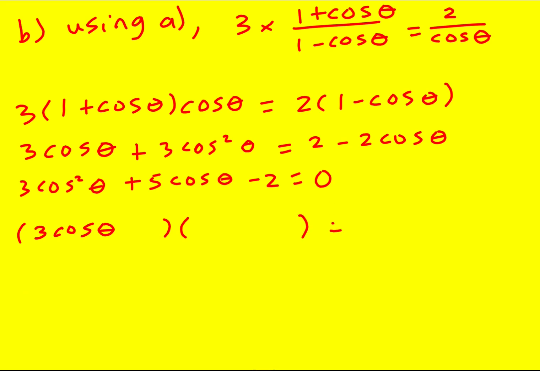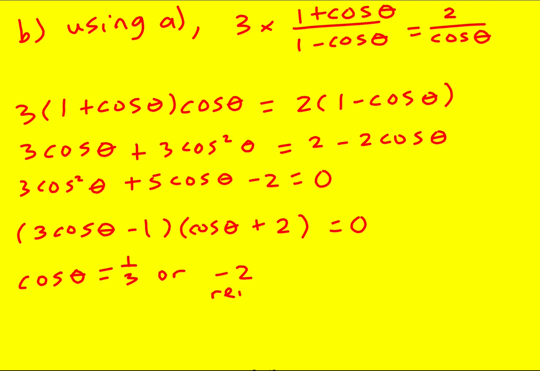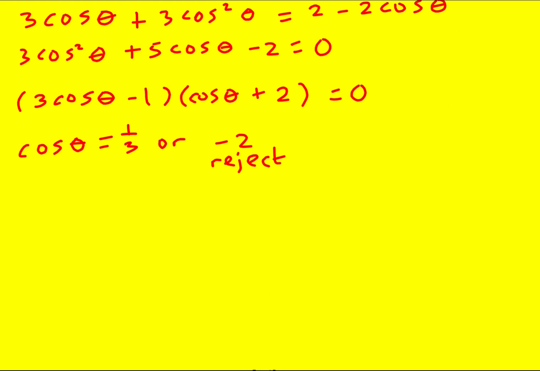So if it's going to factorize, it's got to be 3 and just cos theta, and then we just have to put in 2 and 1 somehow. So if I make that 2 and make this plus, I'm going to get plus 6, and make this one minus 1. That will all check out. Cos theta is going to be a third or minus 2. Straight away I can reject this one. It's a solution to the quadratic, but not to the trig equation, because the minimum value of cos is minus 1. If you put it in your calculator, inverse cos of minus 2, you're going to get a math error.